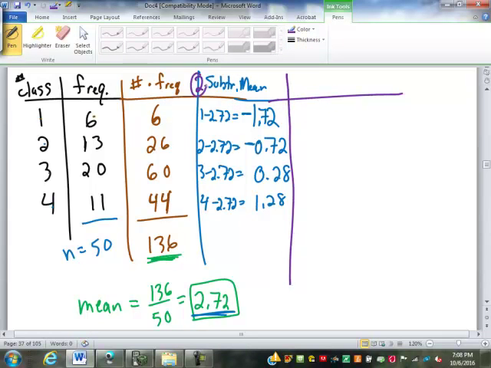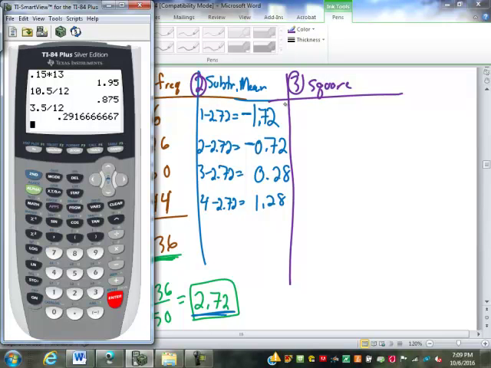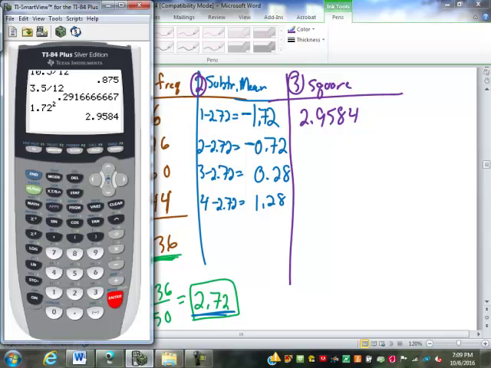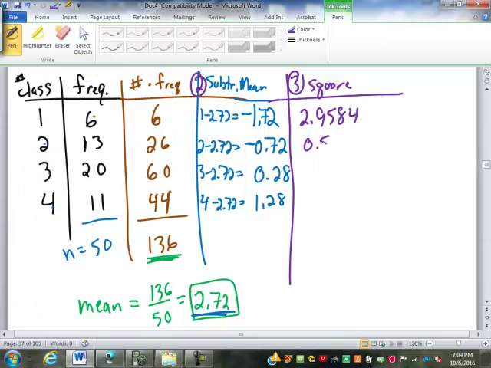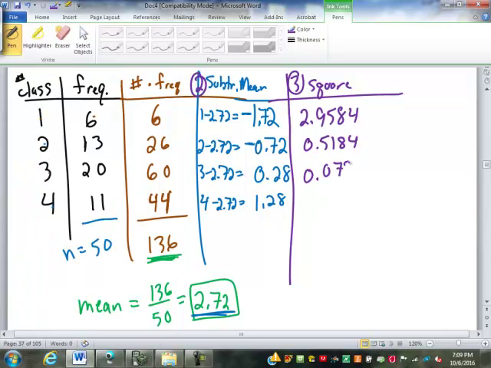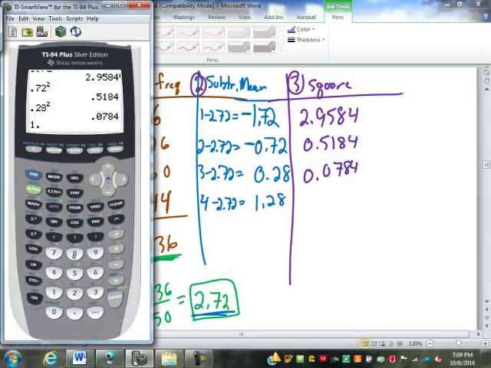So that would have been equivalent to step 2 of our standard deviation. What was step 3? Square it. So these numbers are going to get a little ugly. Negative 1.72 squared is 2.9584. 0.72 squared is 0.5184. 0.28 squared is 0.0784. And 1.28 squared is 1.6384.